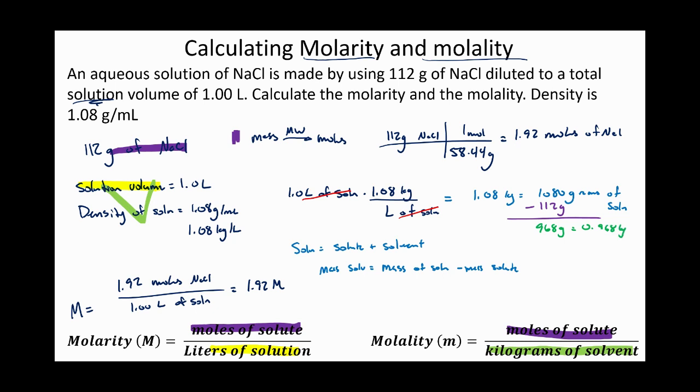And so I now have everything I need to calculate my molality. I have little m equal to 1.92 moles divided by 0.968 kilograms. And I get, in this case, that the molality here is 1.98 molal. You can see that molarity and molality are pretty similar, but they differ by, in this case, around 10%. Almost 10%, a little bit less than 10%.